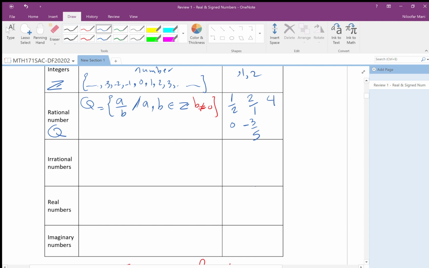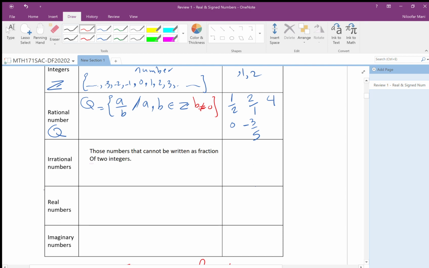Irrational numbers, those numbers, I can type it here. Those numbers that cannot be written as a fraction of two integers. Simply, when the number is not a rational number, it's an irrational number, and I can show it this way.